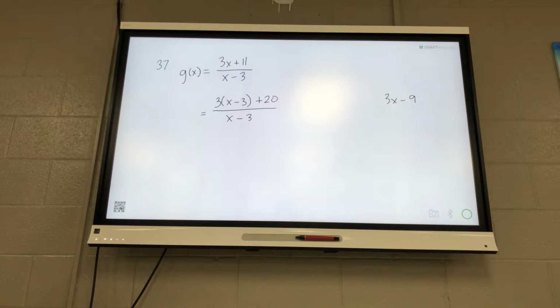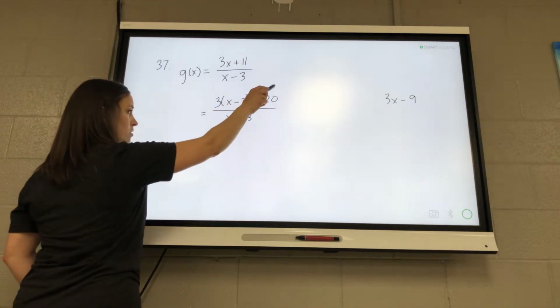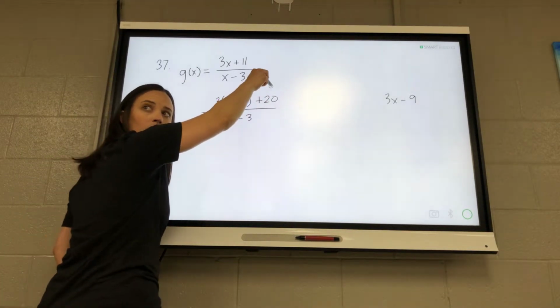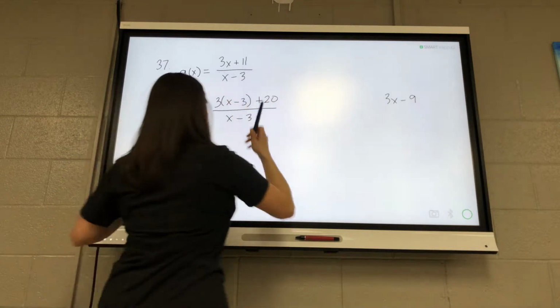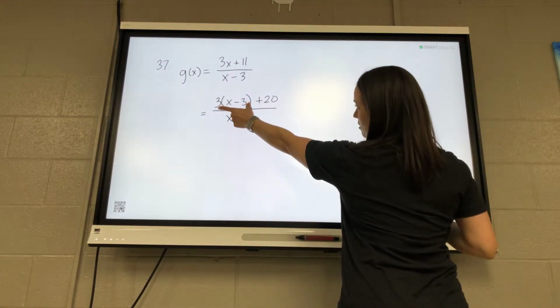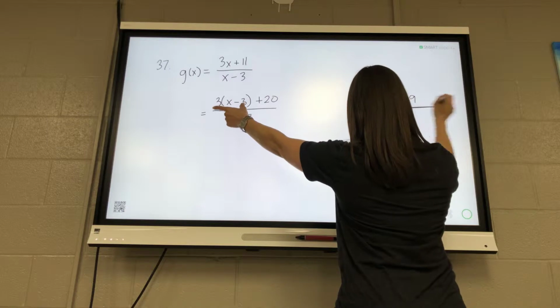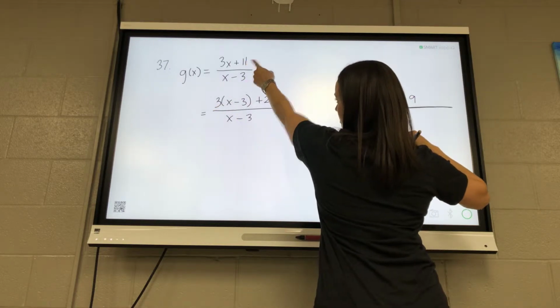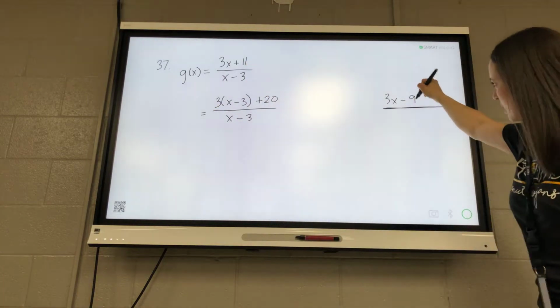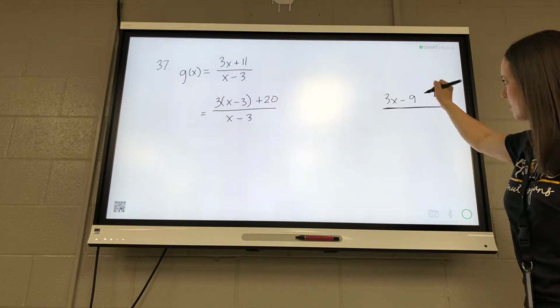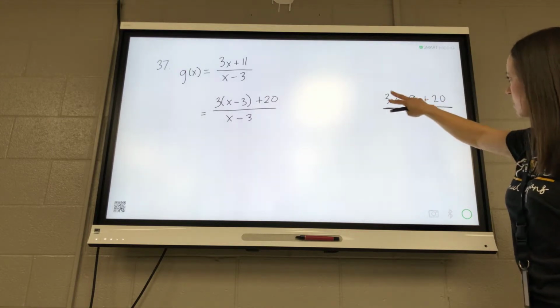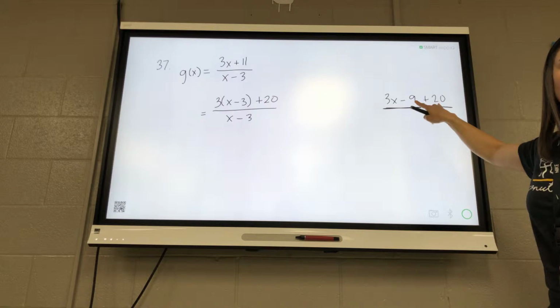Okay, everybody good with getting to the plus 20? Why did you get to the plus 20? Okay, so if I were just looking here, I have 3x minus 9, right? Yeah. But I need it to be 3x plus 11. If I'm at minus 9 and I need to get to positive 11, if I add 20 and put our like terms together, we're at positive 11.